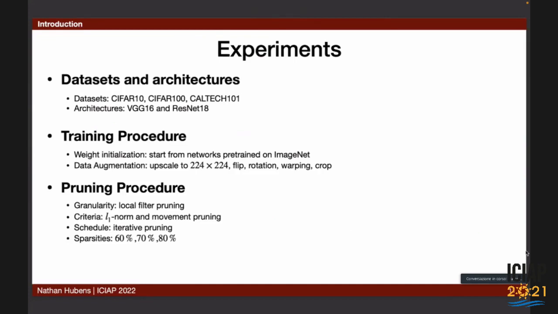We validate our method on different datasets and architectures, such as CIFAR 10, 100, and Caltech 101, and for two models, VGG16 and ResNet 18. The training procedure that we follow is pretty common. We start from a network pre-trained on ImageNet, and apply basic data augmentation. The pruning procedure that we follow is filter pruning. The criteria that are applied in each of those clusters are L1 norm and movement pruning. The schedule is iterative, and we validate for 3 levels of sparsity.